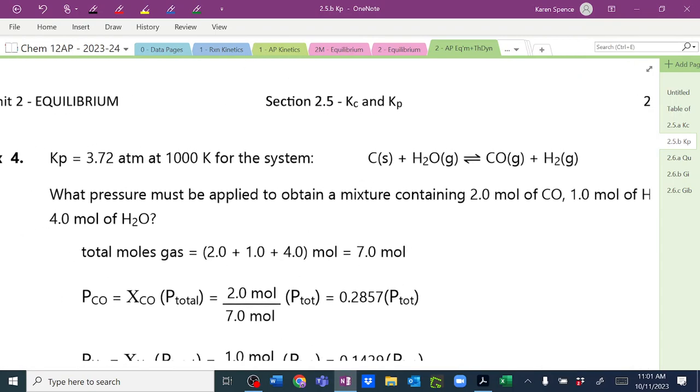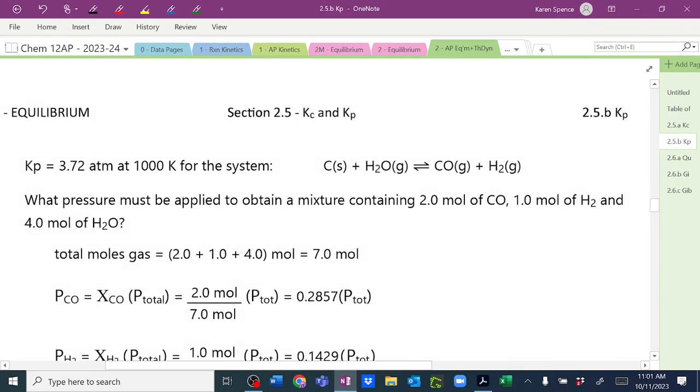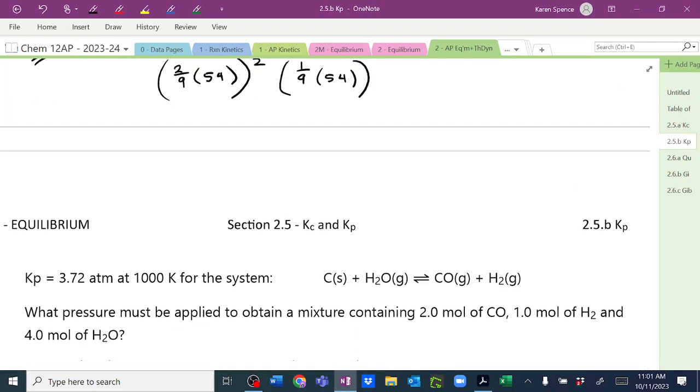Do you think you could do question number 4? It's trickier. Do you want to try? Why don't you try? See if you can think your way through it. Call me over if you get stuck.